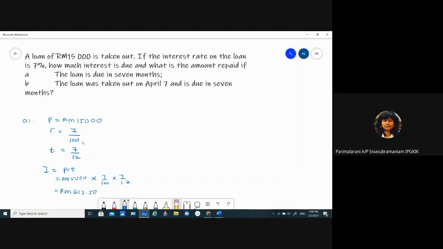So what is the amount repaid? If that is the interest, what is the amount repaid? Amount repaid is the principal plus the interest, which is 15,000 plus the interest of 612 ringgit and 50 cents. So you have to pay back 15,612 ringgit and 50 cents, correct? So this is one method of doing this.